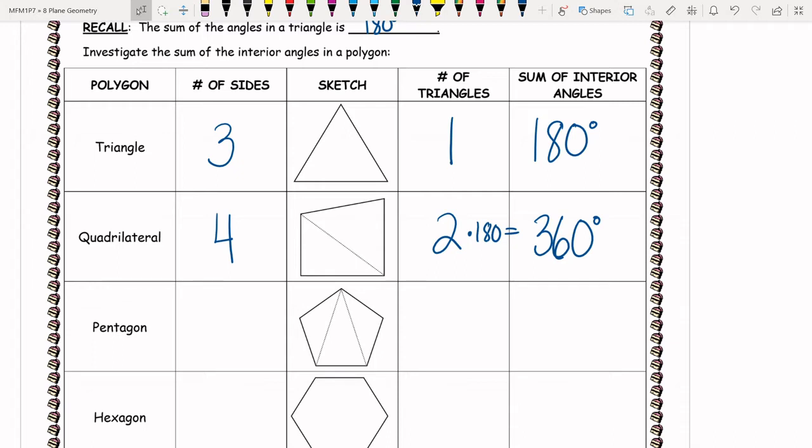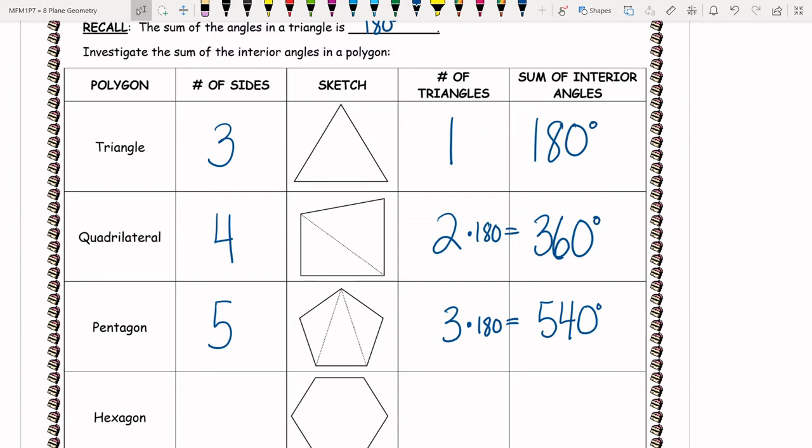All right. Hopefully you understood how we got 360. Let's try a pentagon. A pentagon has how many sides? It has 5 sides. What is the number of triangles? 1, 2, 3. So it has 3 triangles. Now how can we figure out the sum of the interior angles? You notice how we did 2 times 180 here? We can do the same thing here with 3. 3 times 180 gives us 540 degrees. One triangle is 180 degrees, there are 3 triangles in the pentagon, therefore 540 degrees for the pentagon.